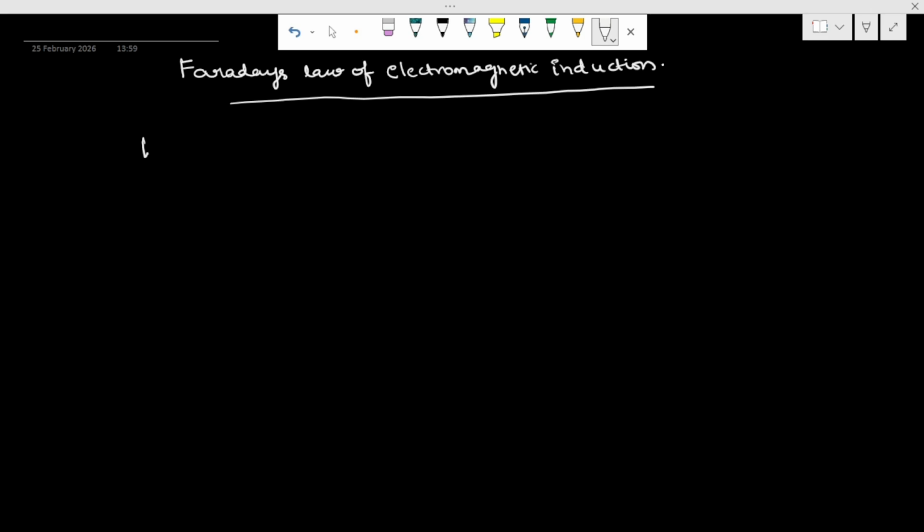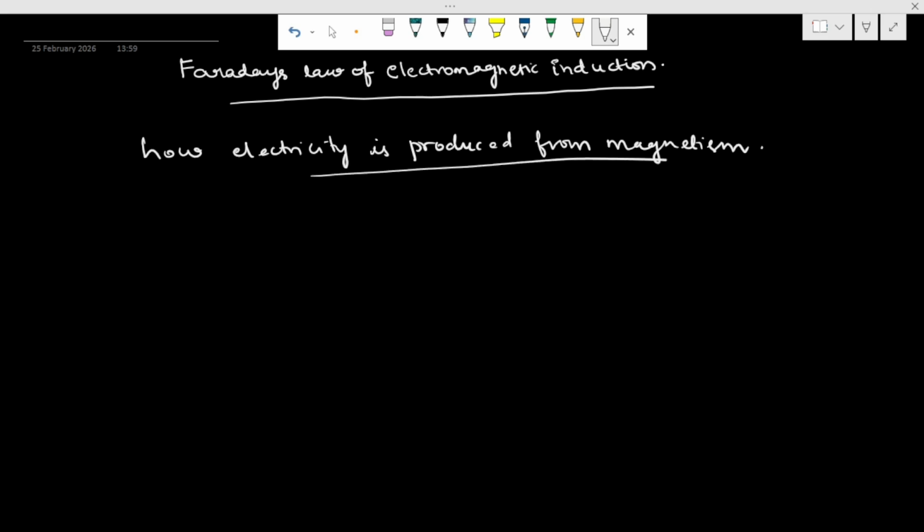Okay, how is electricity produced from magnetism? Faraday's law of electromagnetic induction explains how electricity is produced from magnetism. That's why we are going to see Faraday's laws. There are two laws. Okay, there are two Faraday's laws.